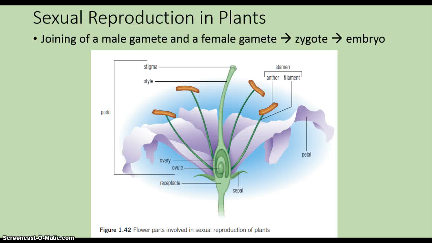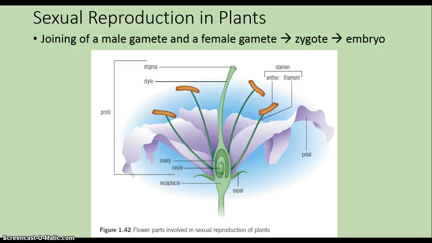So moving on to sexual reproduction in plants. Just like in animals, sexual reproduction in plants requires the joining of a male gamete with a female gamete to produce a zygote and an embryo. Most plants produce male and female gametes, but others only produce one or the other.